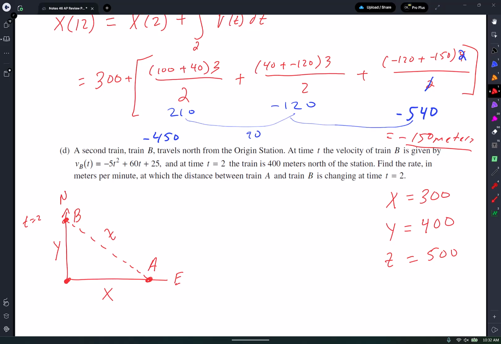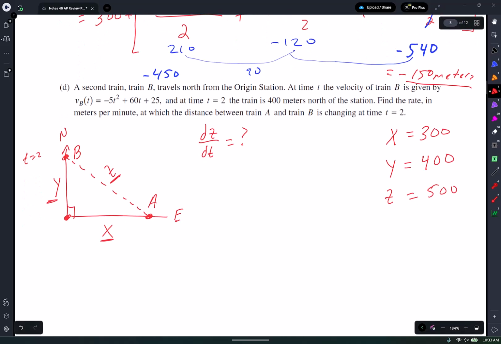Okay. Let's see what they want. Find the rate in meters per minute at which the distance between train A and train B is changing. Here's my picture, train A and train B. So what they want is dz/dt. What's the relationship between x, y, and z that bounds all of them together? Here's my right angle. What relates x, y, and z? The Pythagorean theorem. What's the Pythagorean theorem, guys?